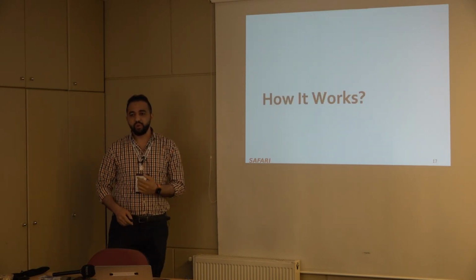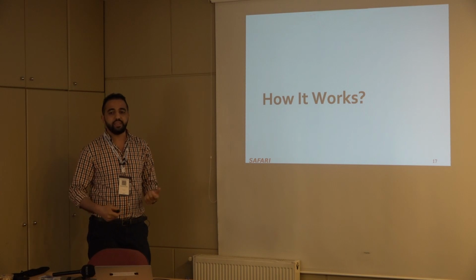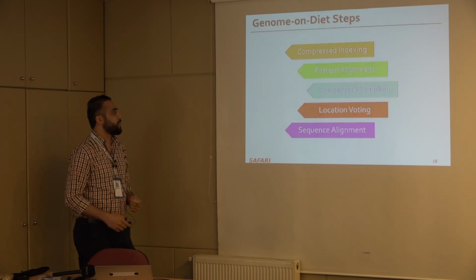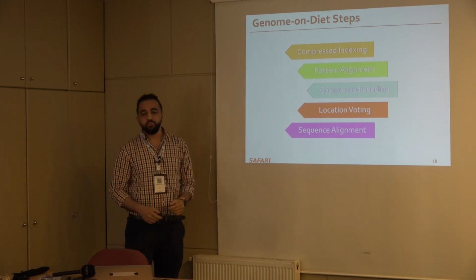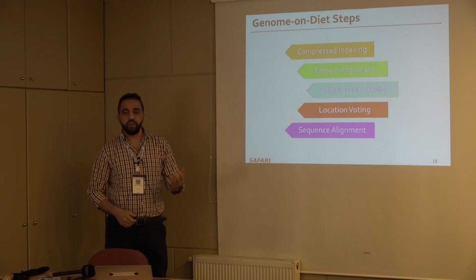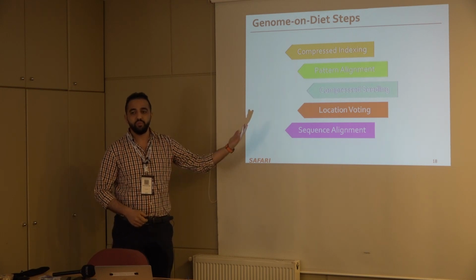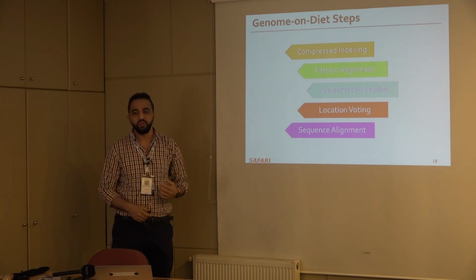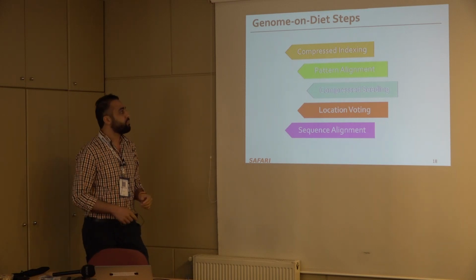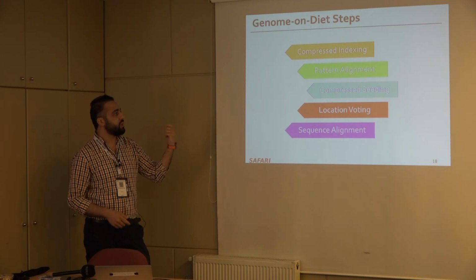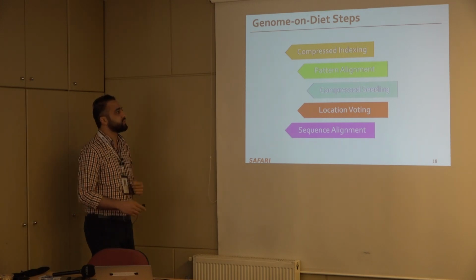Now, how do we address that problem? How do we enable processing half of the size of the genome without losing any accuracy? We propose a Genome on Diet library, which consists of 5 steps. You could enable some of them, disable some of them, depending on the application that you are using. It's really application independent, so you can use it for anything which can be supported by sparsified genomics.